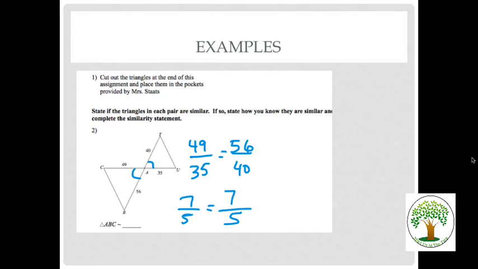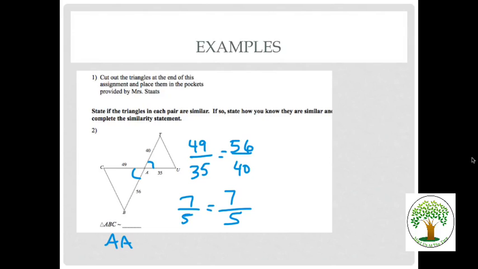Are they proportional? Yes, because I got the same thing. So what's the reason? We have 3 reasons. It's one of these 3. Side angle side. Do you understand why we got the angle? Because of the angles. So another part of our answer is angle.